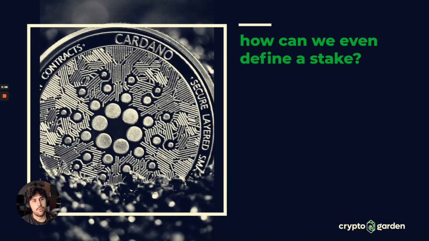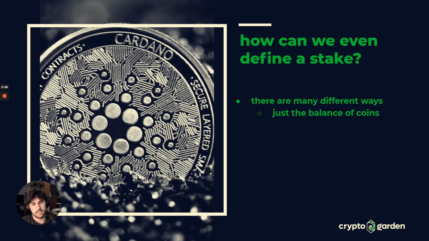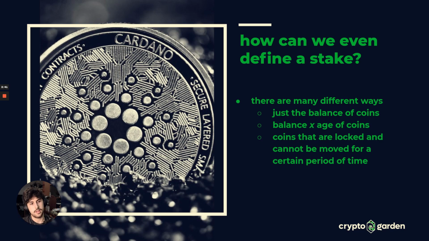Well, how can we even define a stake? How can we define the odds the person has? There are many different ways, right? And this is correlated to the whole "we are figuring it out" part of proof of stake. We can just count the balance of coins one has, just how many coins they have, period. We can count the balance times the age of coins. So a newcomer that just bought a lot doesn't have as much power as someone who had a lot but from the start. Or we can count coins that the person has to lock and cannot move for a certain period of time.